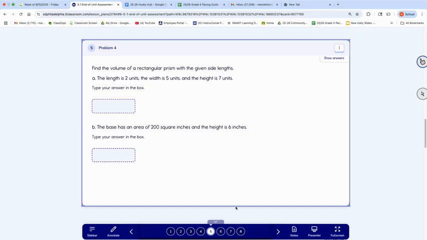Sometimes we aren't given an image to work with, so we have to read problems carefully, underlining the math language that we recognize. In this problem, we are told to find the volume of a rectangular prism. It provides the length, width, and height. So I know to use the formula for volume of a rectangular prism, length times width times height.